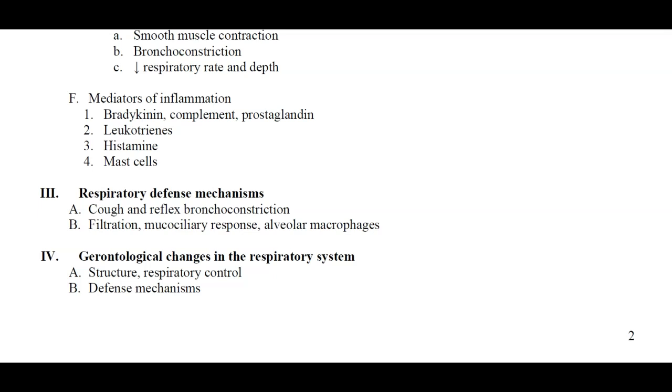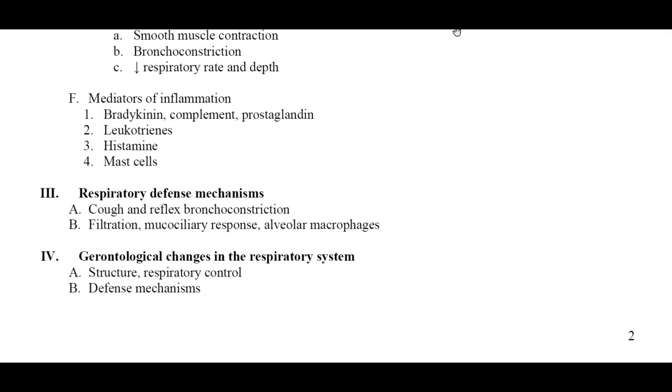The gerontological changes in the respiratory system. As we know, as people age, our anatomy and physiology change as well. So what happens to the structure and respiratory control? A lot of the time, the cartilage that connects the ribs to the sternum and spinal column calcifies, thus decreasing the mobility of the rib cage. Respiratory muscles get weaker over time. The anterior and posterior diameter of the chest increases, therefore increasing intrathoracic pressure, and overall the size of the lungs will decrease.